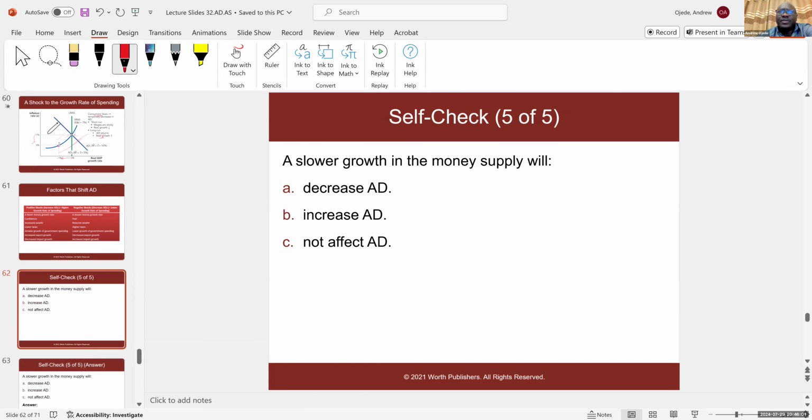And then here's your self-check. A slower growth in the money supply will decrease aggregate demand, of course, shifting the aggregate demand curve to the left. So the answer is A.